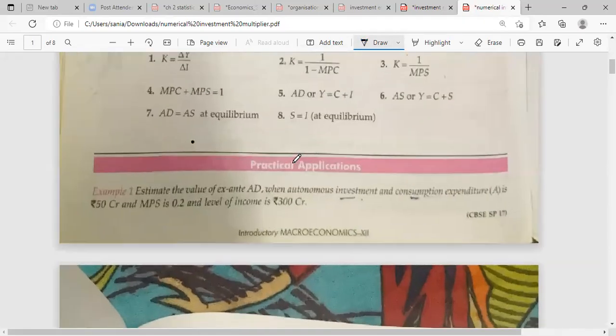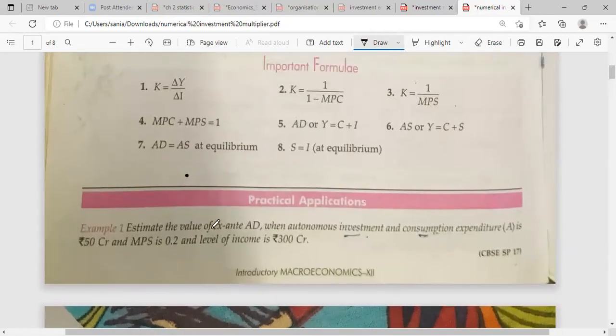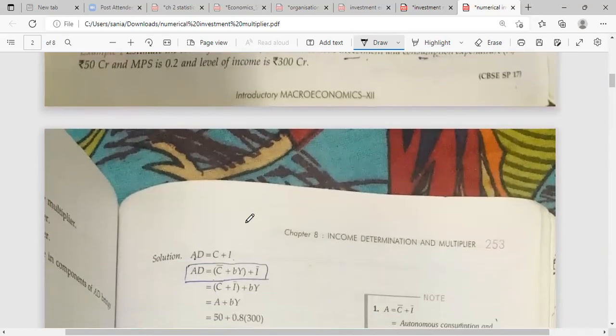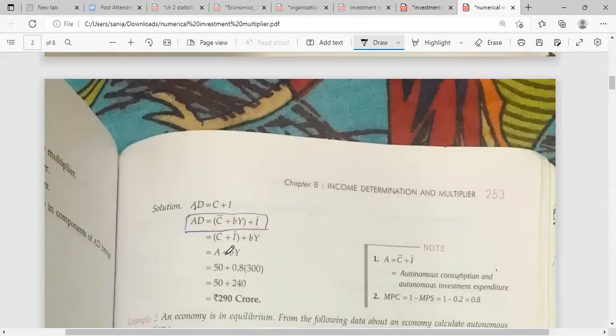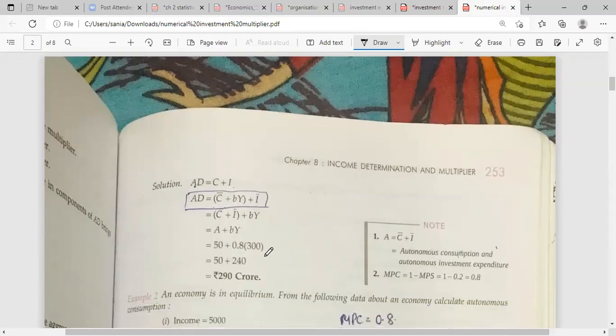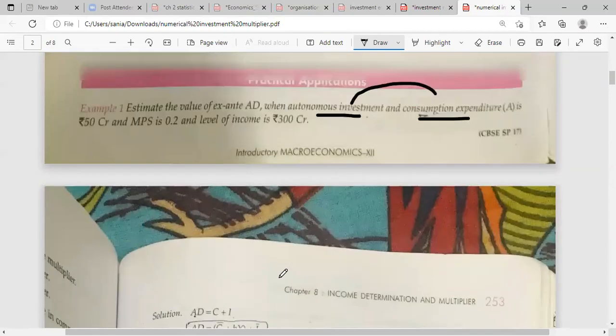See this question: Estimate the value of X ante AD, when autonomous investment and consumption expenditure is 50 crore and MPS is 0.2, and the level of income is this. You have to find the AD. First of all, what is given? Consumption expenditure is given, right? Plus, over here they have given autonomous investment and consumption expenditure. If you add both of these, what will you get? 290 crores.